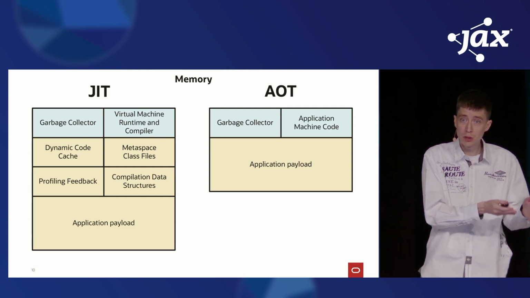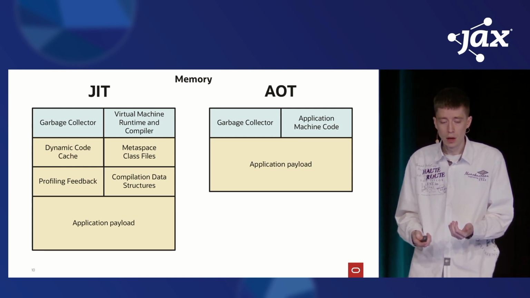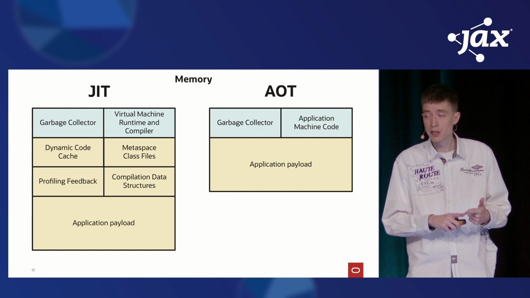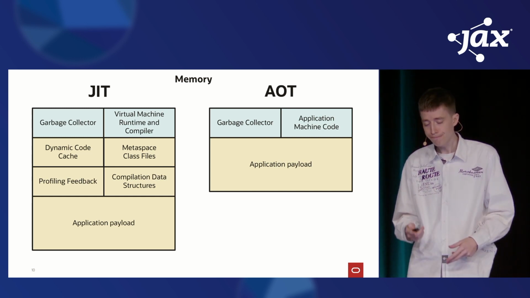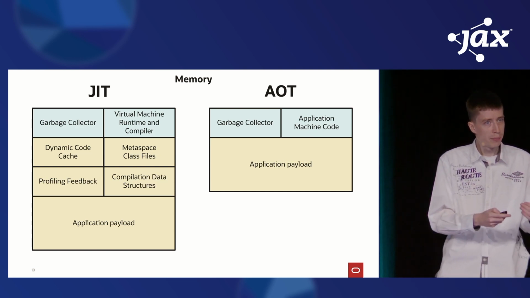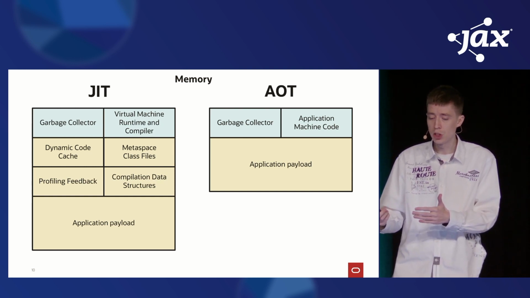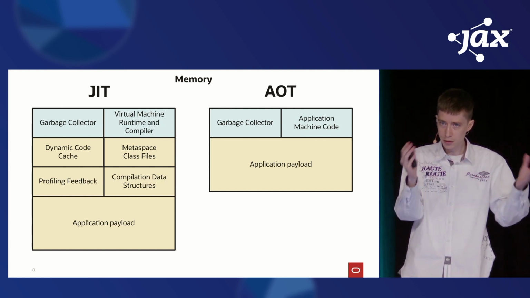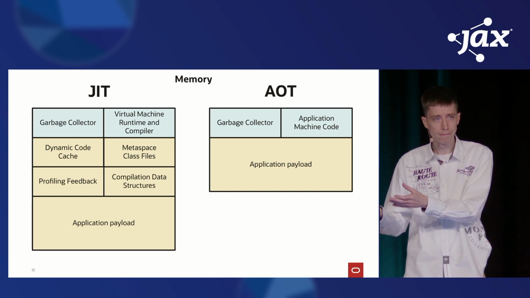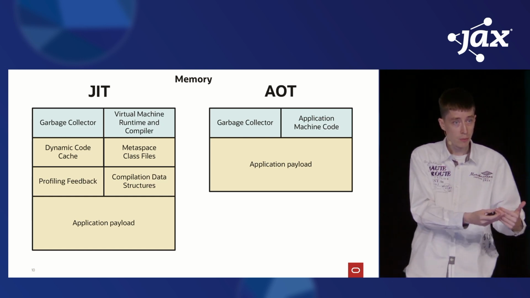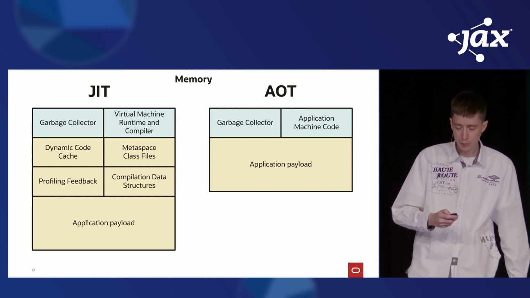So compared to the JIT mode of running your application, you save very substantial amounts of memory. You save the dynamic code cache, the metaspace class files, the profiling feedback, and the compilation data structures. And how big these savings are for your application, of course, depends on the relation between the application payload size, meaning how much memory your application needs, versus how much code is loaded. The less memory your application needs, the higher are the potential savings in memory from using ahead-of-time compilation here.